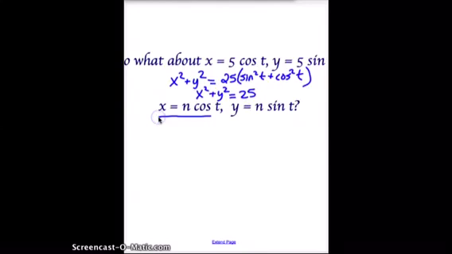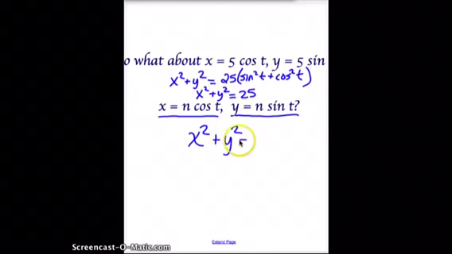So in general, if you have x equals n cosine t and y equals n sine t, that's always going to yield a circle. A circle in the form of x squared plus y squared equals n squared. Okay. Cool little pattern that is going to be necessary for you to know.